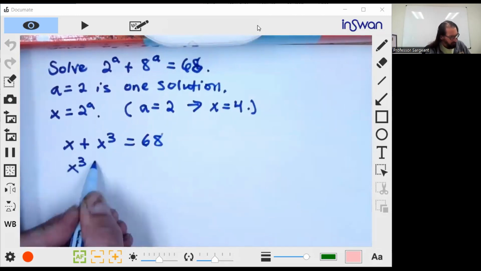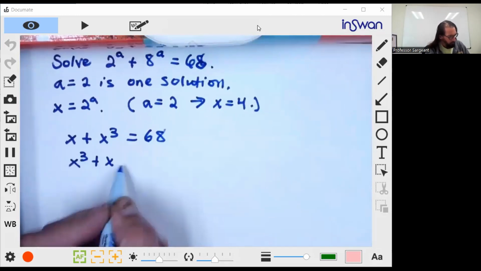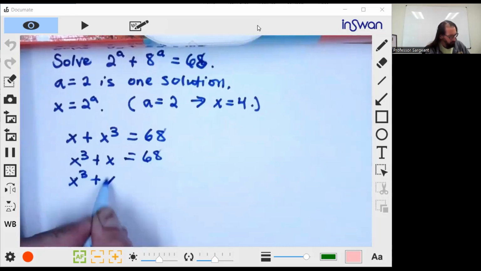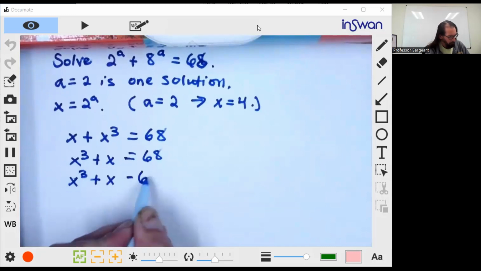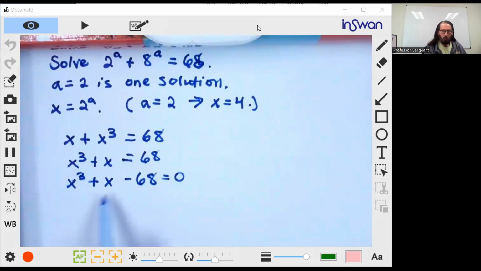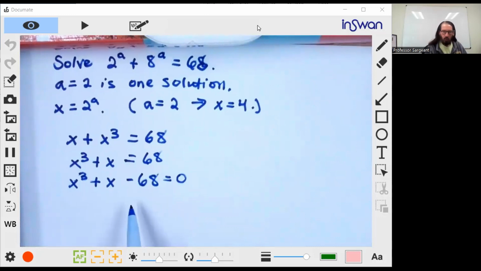I'm going to put this in descending order and subtract the 68. Since we know that x equals 4 is a solution, x minus 4 is a factor, and we can do long division to find out that we get a polynomial without any remainder. Quicker approach is something known as synthetic division.